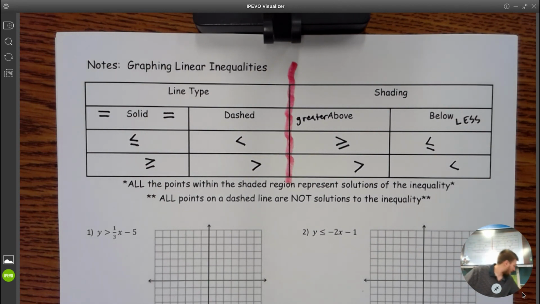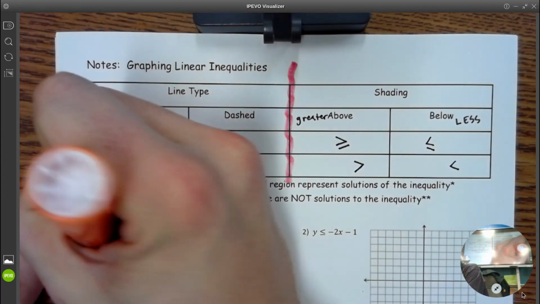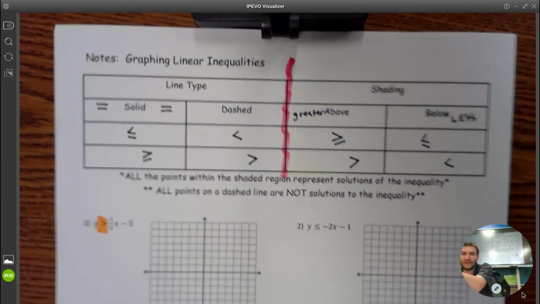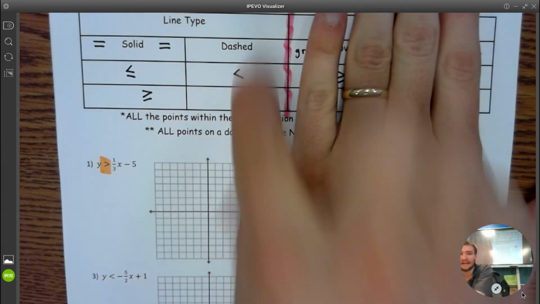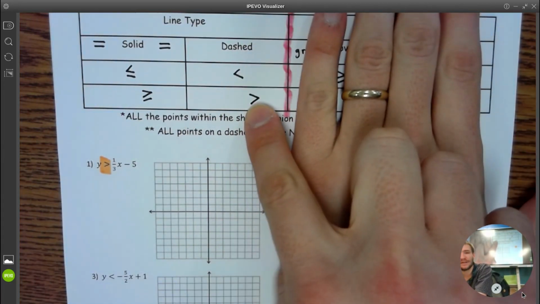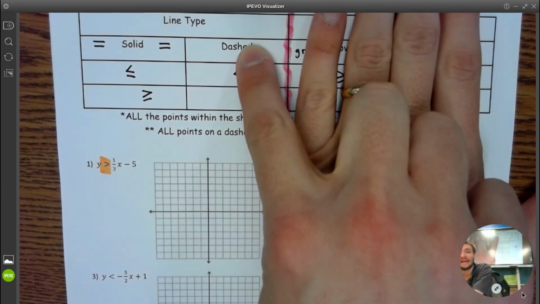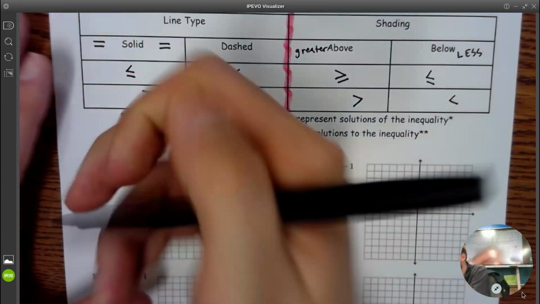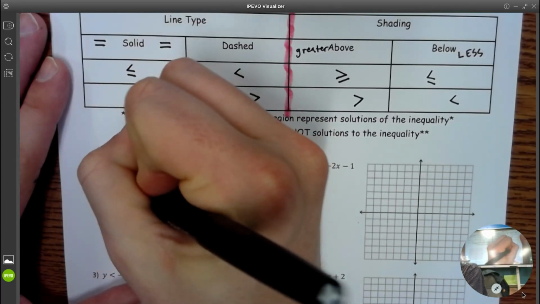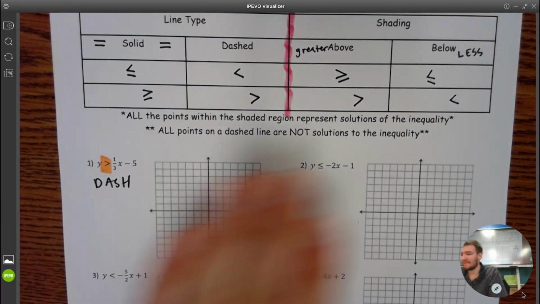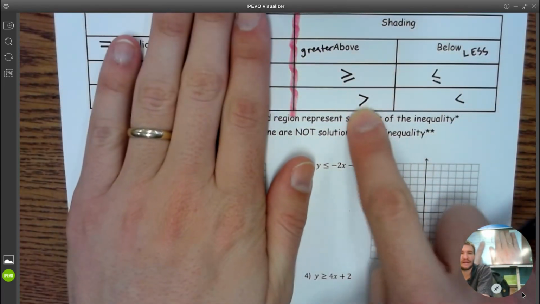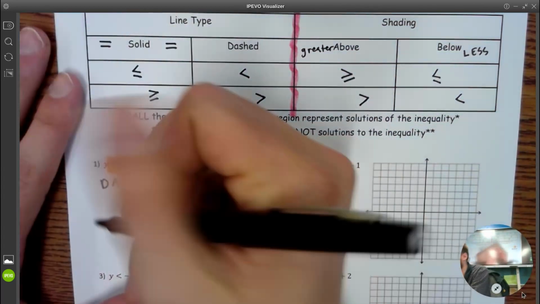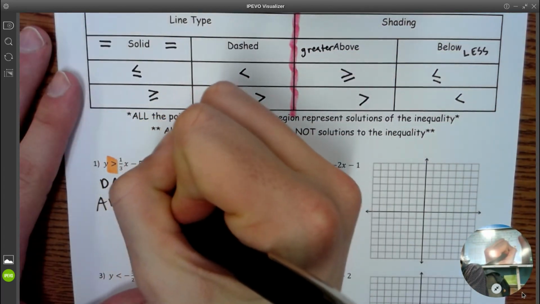For example, if you were going to work with question number 1, which is that greater than symbol, the first thing you do is look on the left side for it, and I see it right here. I'm noticing that this is going to be a dashed line, so I'm going to put dashed right here. Then you look for it on this right side. It's a greater than symbol, which is this corner right here, which means it's going to be an above. So we've got a dashed above line.